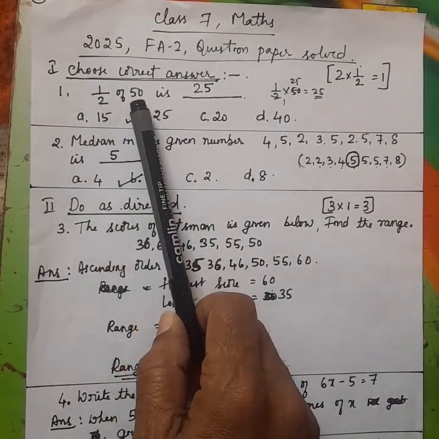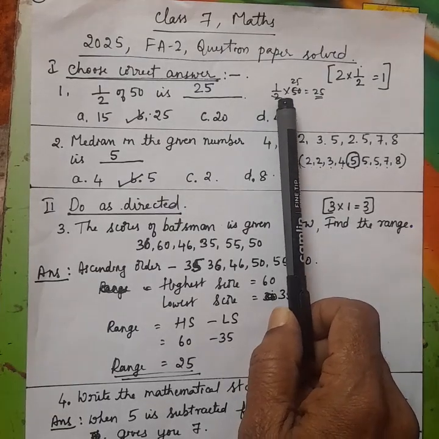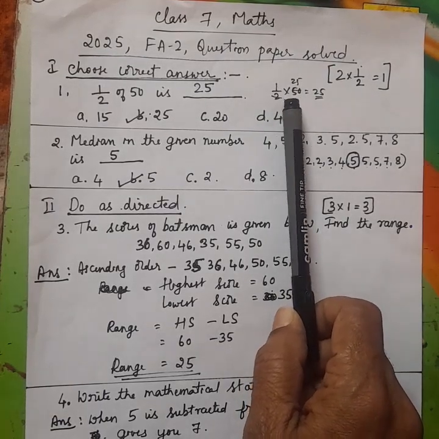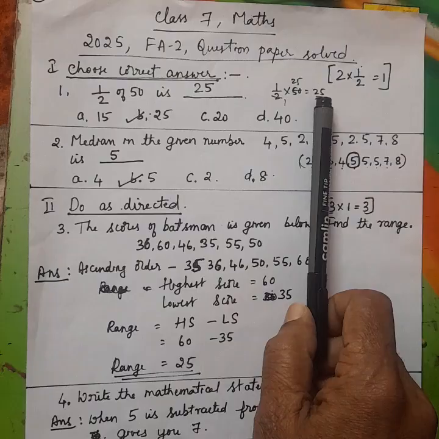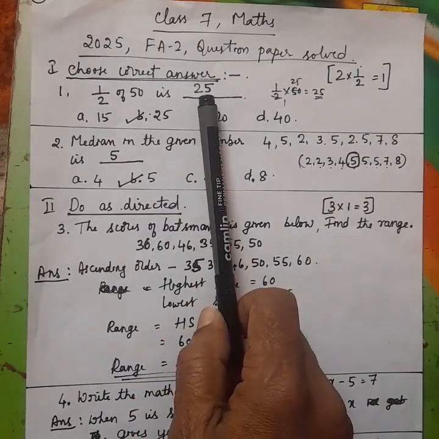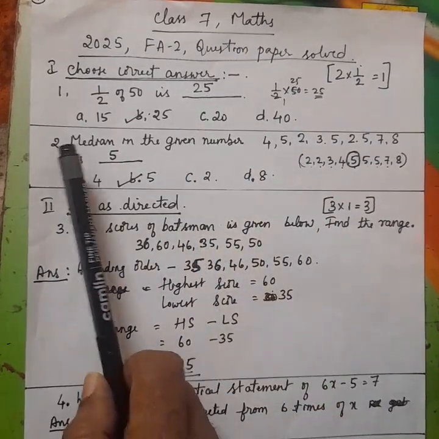What is 1 by 2 of 50? That is 1 by 2 into 50, which is equal to 2 ones are 2, 25s are 50. So 25 is the answer. So B is the answer. Write 25 as the answer. Number 2.